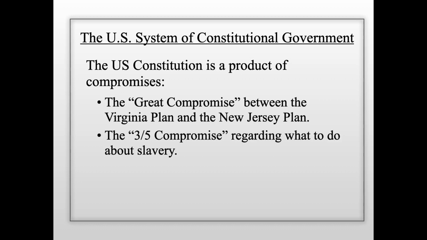So Virginia liked that idea because as a big state, Virginia would have more representation in Congress than a state like New Jersey or a state like Maine or a state like Vermont or Delaware, which were much smaller states. New Jersey, as a smaller state, didn't like that because the small states represented by New Jersey said, if we do that, if we have a Congress that's based on population and the big states have more representation, then small states like ours will be dominated by the big states.